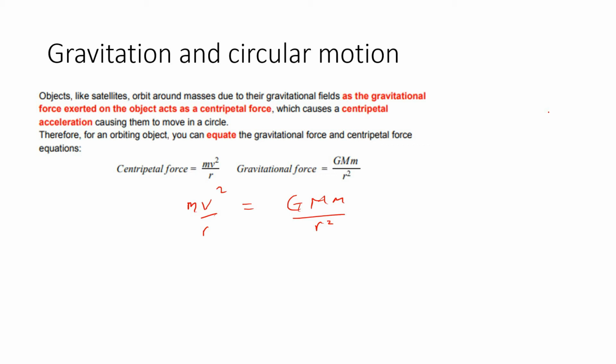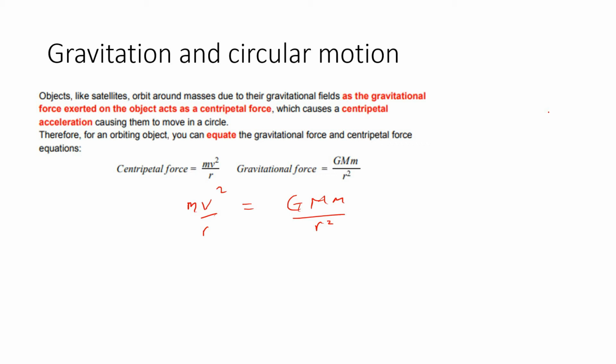let me say it again. So whenever an object is orbiting a mass, let's take for example satellites that are orbiting the Earth, what we have observed is that in order for those objects to orbit around the Earth, the gravitational force that exists between both objects is going to equal the centripetal force.